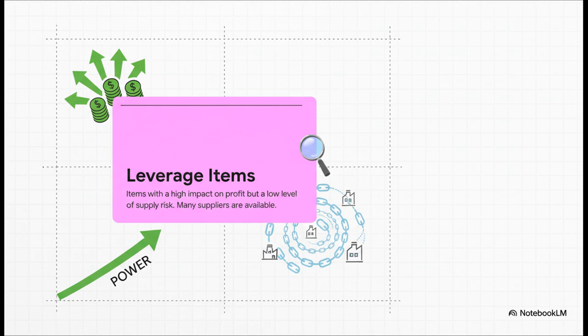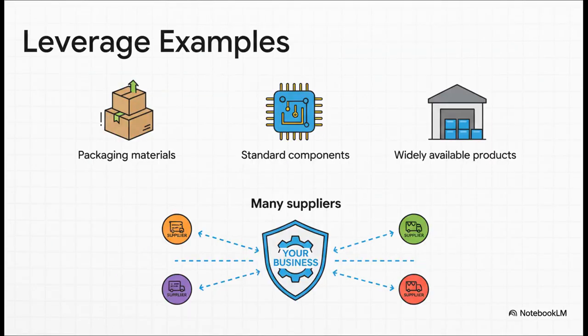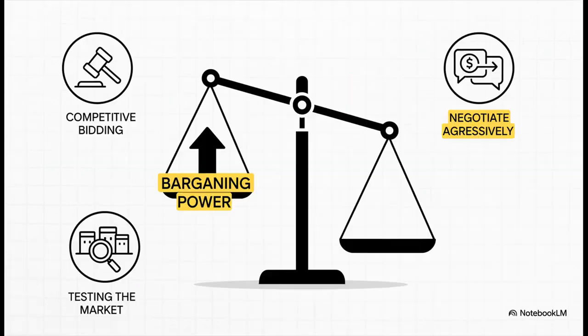So they're really important to your bottom line, but thankfully they're pretty easy to get. And that combination, high importance, low risk, that's where you, the buyer, have all the power. It's a great spot to be in. Examples here could be things like packaging materials, maybe some standard components you use a ton of, or any other product that's widely available. The key is lots of suppliers can make them, and that creates some serious competition for your business. So the strategy here is pretty clear, right?